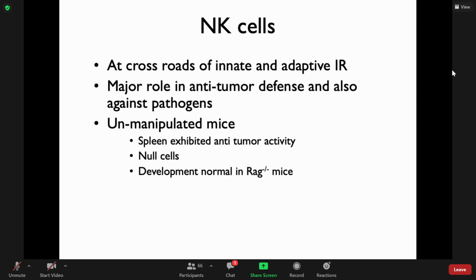For adaptive immune cells, it will take some time. That is why NK cells actually work at the crossroad of innate and adaptive immune responses. Their major function is in anti-tumor defense and also against some pathogens. Now, in an unmanipulated mouse, so basically how these cells were discovered. This is what is highlighted in this third point here. And this also tells you something about the biology of NK cells.